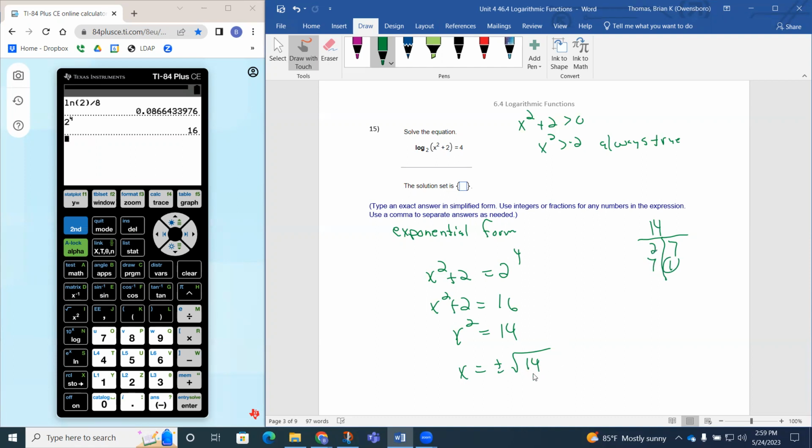The 14 remains. So our solution becomes then, since we want the exact answer, we leave this as plus or minus the square root of 14, or you could say the square root of 14, comma, a negative square root of 14. So either one of those you could put inside the solution set. It should take it in your homework.